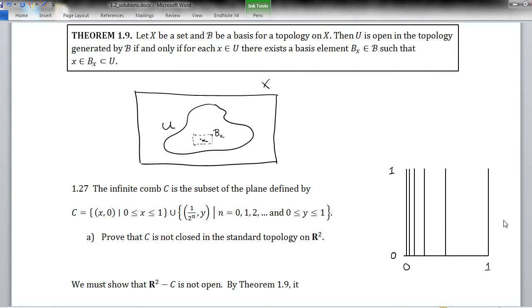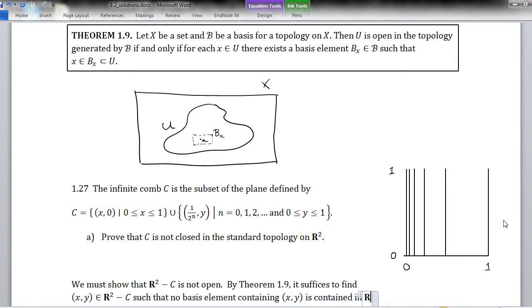well, to show it's not open, it suffices to find some point (x, y) in R2 minus C, in this set, such that no basis element containing that point is contained in this set R2 minus C. Okay. Then Theorem 1.9 would say, well, okay, well then the set can't be open.